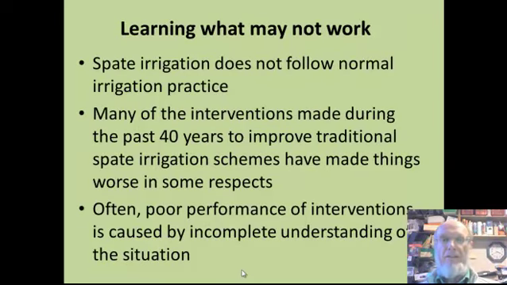I think the first thing to learn and remember is that spate irrigation does not follow normal irrigation practice, and many of the normal irrigation design criteria do not apply. Many of the interventions made during the past 40 years to improve traditional spate irrigation schemes have actually made things worse in some respects. Often the poor performance of these interventions is caused by an incomplete understanding of the situation as it applies in spate irrigation.